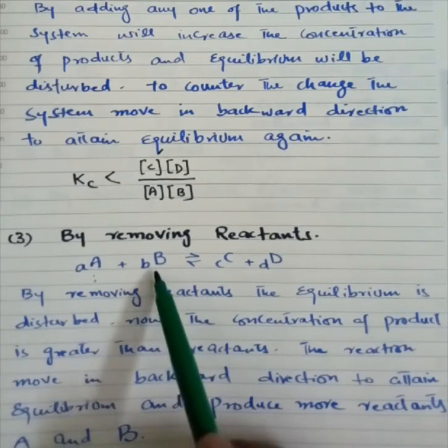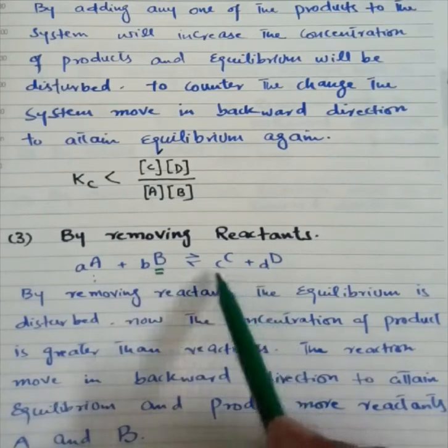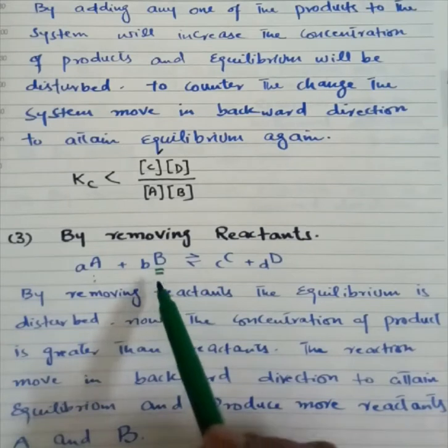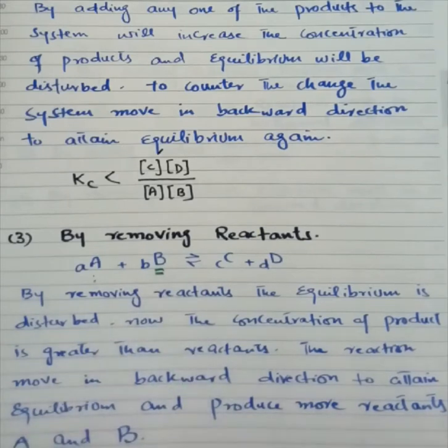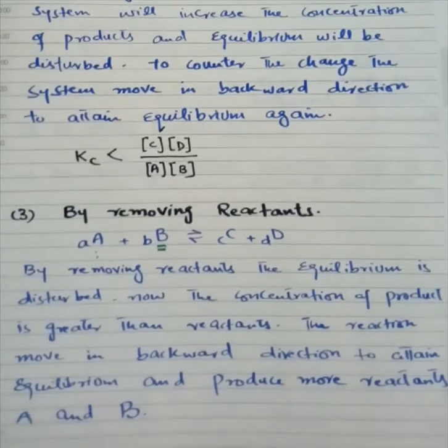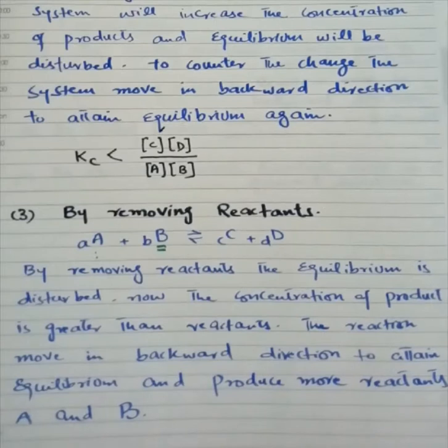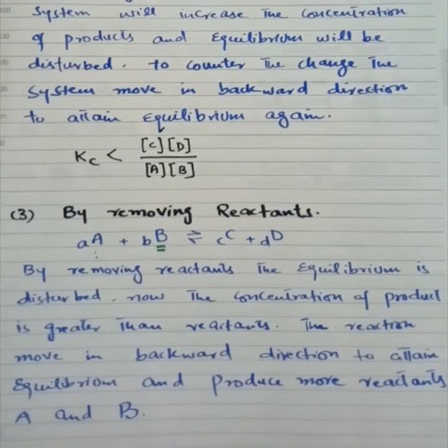If we remove B from this reaction, again the concentration of reactants decreases, so the reaction will move in the backward direction in order to form more and more reactants, and there will be a balance between the reactants and products. Now the removal of the products from the reaction mixture, how will it occur?